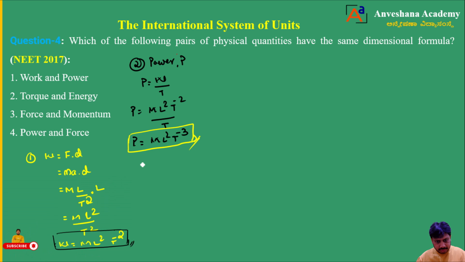Next, the third one. What is the third one? It is torque. Torque is represented by the notation capital T. Torque is equal to force into perpendicular distance. You can take small r or capital R. What is capital F? Again, second law of Newton, that is M into A. And r I will write here.